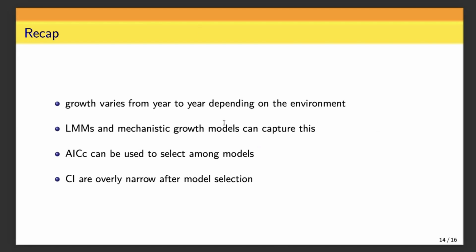So to recap, we talked about how growth varies from year to year depending on the environment, and linear mixed models and mechanistic growth models can capture this. And I showed you that AICc can be used to select among models. And don't forget that the confidence intervals are overly narrow after doing model selection. So you can look at them, but you have to be aware that they're not 95% coverage.